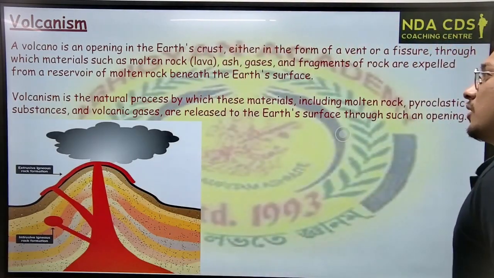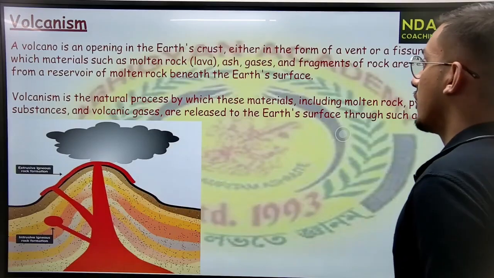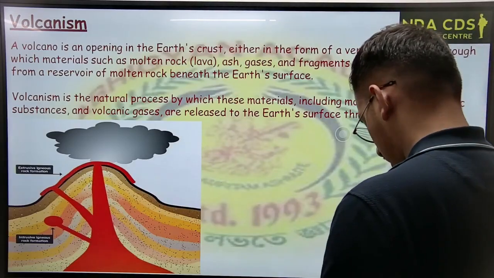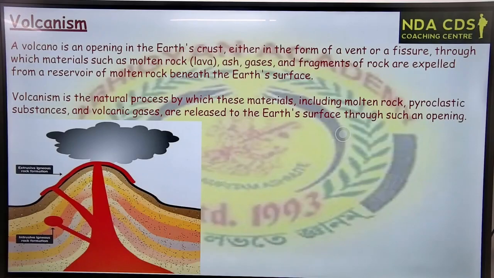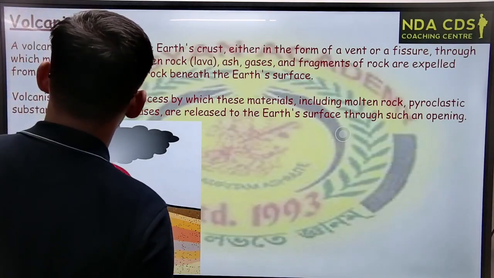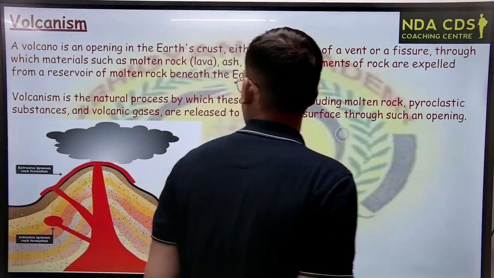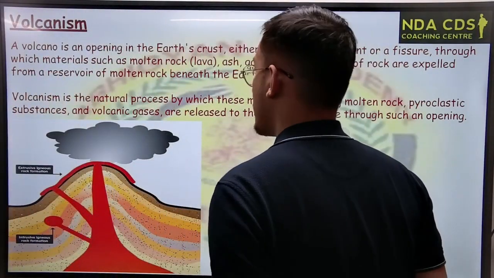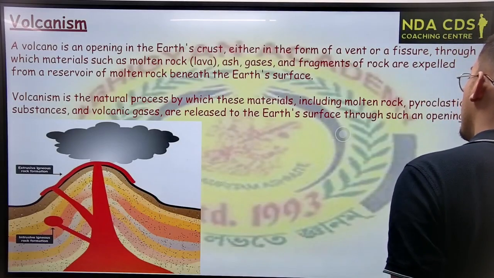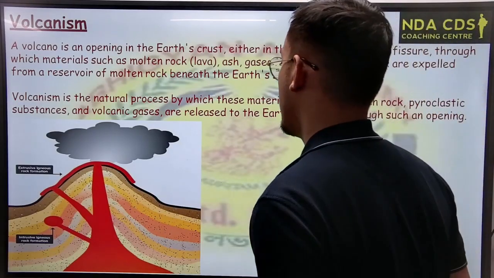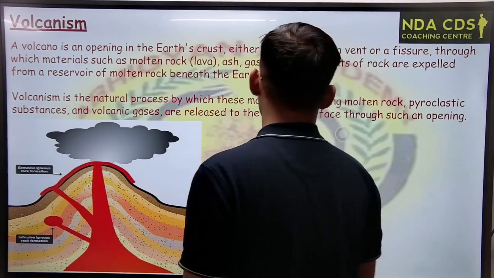what is a volcano? So a volcano is an opening in the Earth's crust, either in the form of a vent or a fissure through which material such as rock, which is lava, ash, gases, and fragments of rocks are expelled from a reservoir of molten rock beneath the Earth's surface. Volcanism is the natural process by which these materials, including molten rock, pyroclastic substance, and volcanic gases, are released to the Earth's surface.